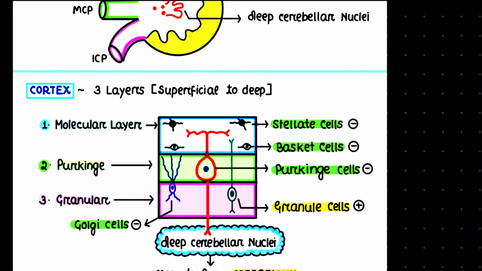Cerebellar nuclei. Okay, this was our Purkinje cells. Now talking further, the deepest layer, that is our granular layer. As the name suggests, it consists of what? It consists of granule cells. These granule cells also extend all the way up to the molecular layer.